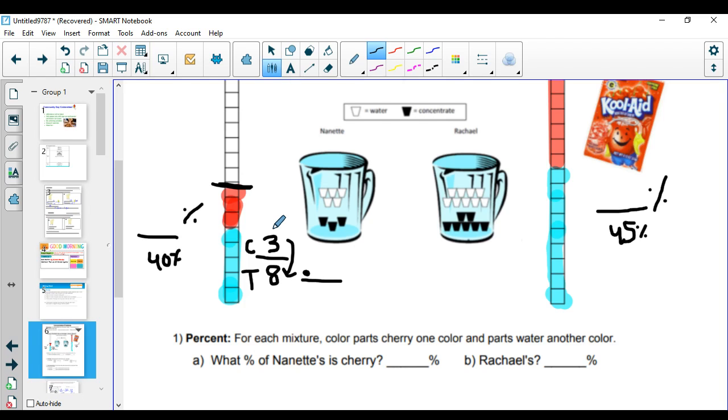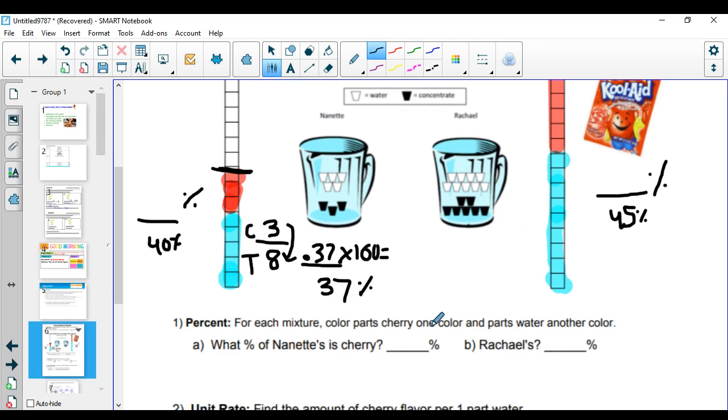So 3 divided by 8 gives me 0.375. Now remember, I only really care about these first two, so let's just leave it there. And then times 100 is what's going to change that to a percent. And that's going to give me 37%. All right, so I was close. The exact percent is 37. I estimated about 40. So let's go ahead and put that here.